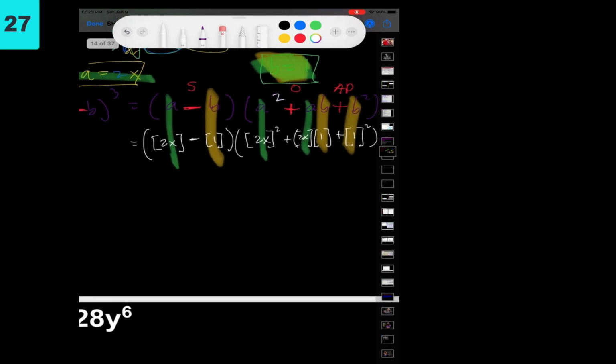Okay, so now we just need to go back and clean this up. So I have 2x minus 1. Okay, clean that one up. Okay, be careful here. This one's 2x squared, which basically means 2x times 2x, which is 4x squared plus 2x, and 1 squared is just 1.